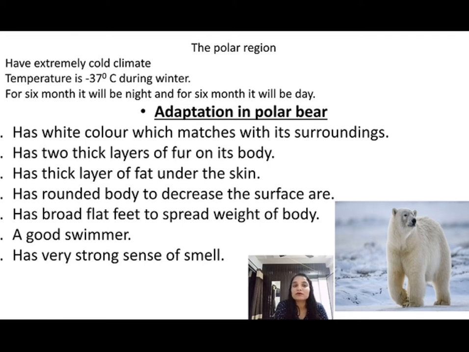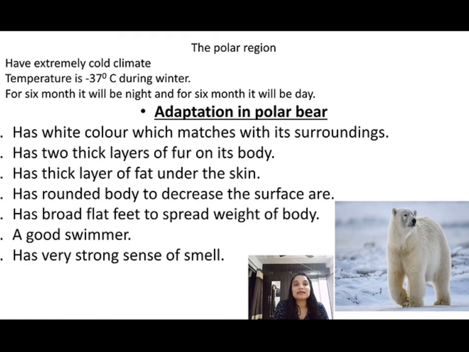So you can consider that whatever animals are living in that polar region, where there is 6 month night and 6 month day, these animals are carnivores because no trees are there. Next we will see the first animal, that is adaptation in the polar bear. The first is white color, which matches with the surroundings, so it can protect it from predators. From far away you are not able to see this polar bear clearly.